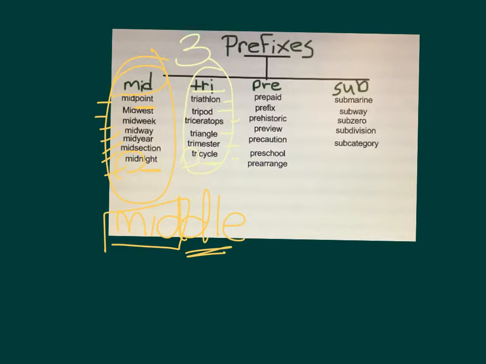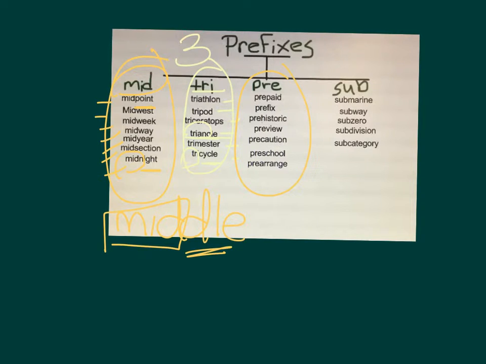Let's look at triangle. So what is angle? That's a little inside corner part on a triangle. There are three angles or three inner parts of that triangle. So a triangle is a three-angled shape. All right, go ahead and look at the rest of those under tri and see if you can figure out what the base word is. And then it has three of something.